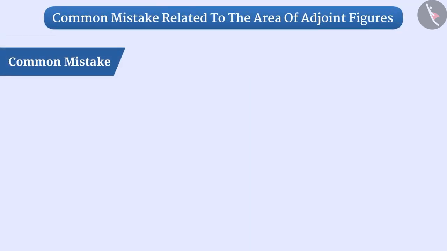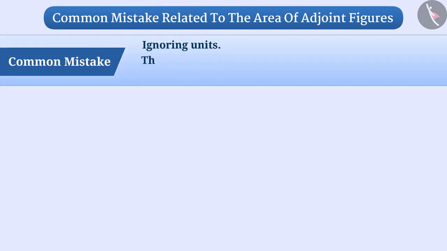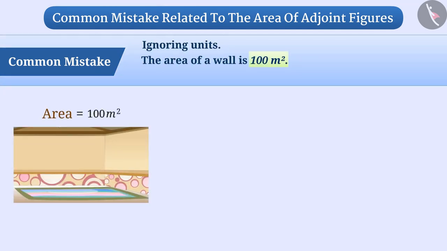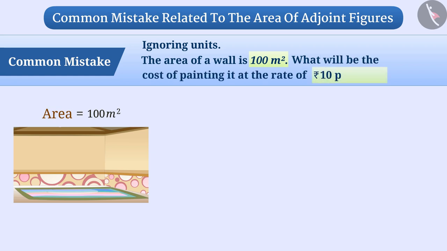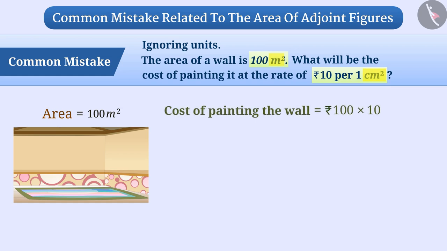Common mistake: ignoring units. The area of a wall is 100 meters square. What will be the cost of painting it at the rate of 10 rupees per 1 centimeter square? Some children ignore the unit while solving the question. Here, they get 100 rupees multiplied by 10 is equal to 1000 rupees for painting the wall, which is a wrong answer.